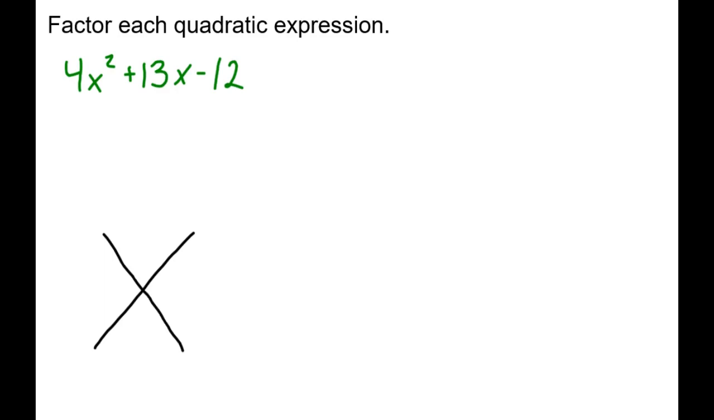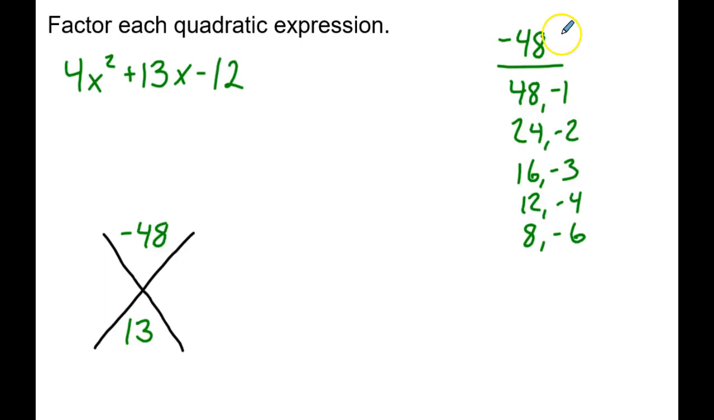Now to the second example, we want to factor 4x squared plus 13x minus 12. We take 4 times negative 12, negative 48, and we want to find the factors that have a sum of 13. So we need to find the factors of negative 48. Again, one of them has to be positive, one of them has to be negative. The larger absolute value of those two factors is going to be the positive one. So we make our list of factors for negative 48. The combination that's going to work is 16 and negative 3.